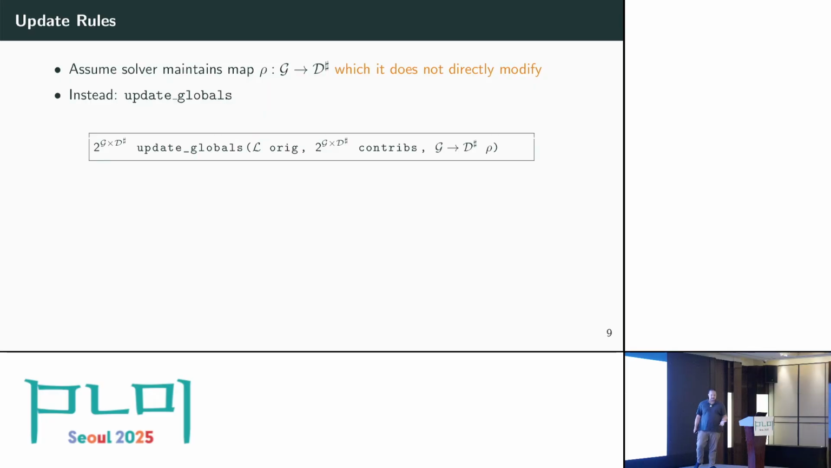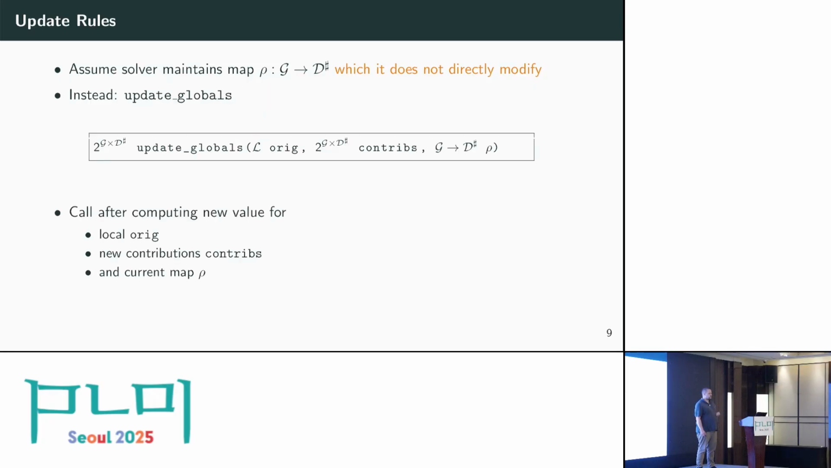The idea is, whenever the solver has computed a new local value, it will call this update rule, providing for which local the value was computed, so the origin, then a set of new contributions, and the current map rho. Then this update rule would give you back a set of updates that then need to be applied to the solver, to rho.